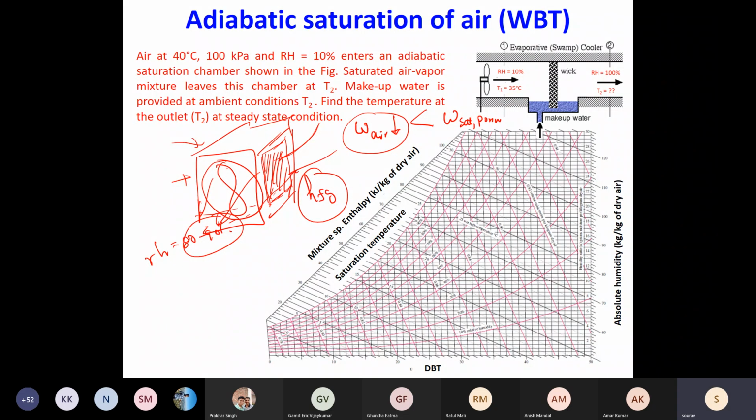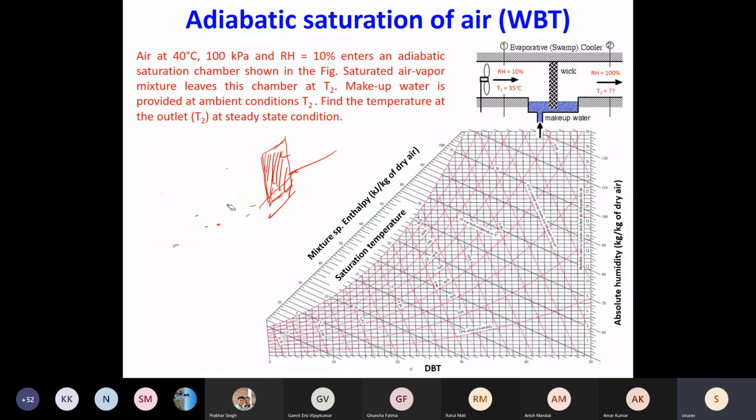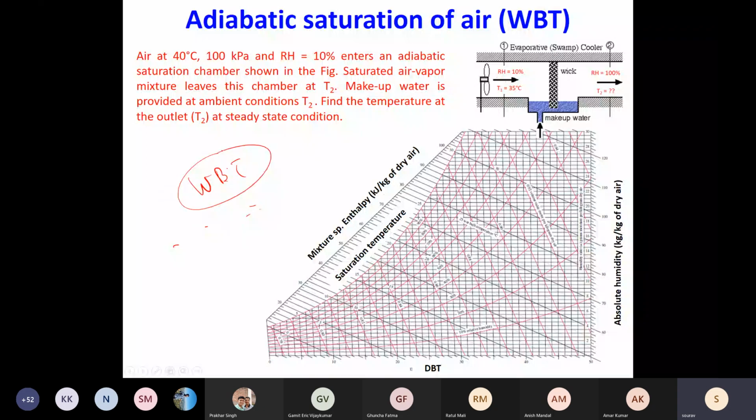Okay. So this is the process which happens in your desert cooler. And the theoretical limit to which you can go by this process is called the wet bulb temperature. So you cannot cool down your air to any arbitrary value. There is a thermodynamic limit, and that limit is the wet bulb temperature. You cannot cool down the air below this temperature. So how is the wet bulb temperature attained?